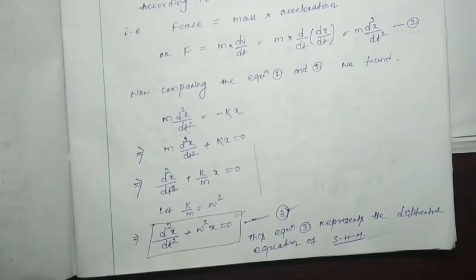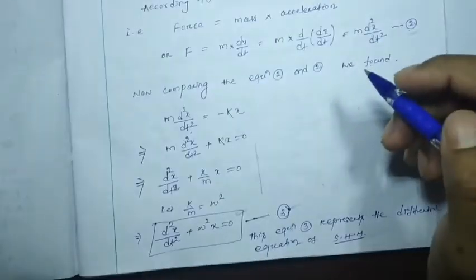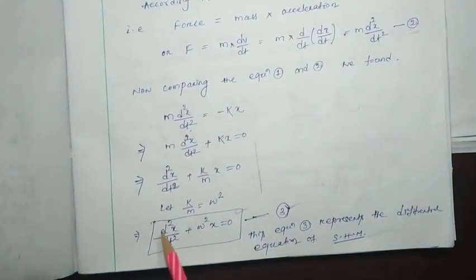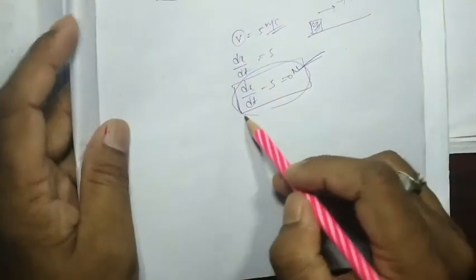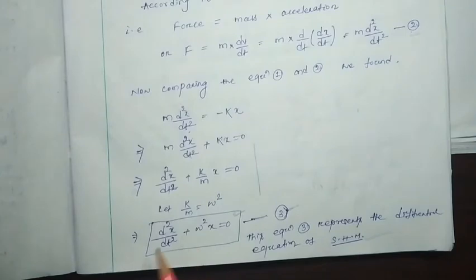Any motion surrounding us can be represented by an equation. Suppose we consider a body with velocity equal to 5. Then dx by dt equals 5, so dx by dt minus 5 equals 0. This is the differential equation of a body moving with a velocity of 5 meter per second. In this case it is a first order differential equation, but simple harmonic motion is represented by a second order differential equation.